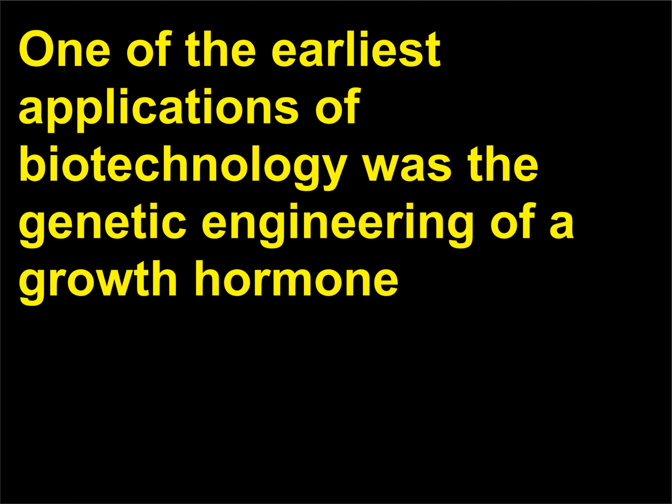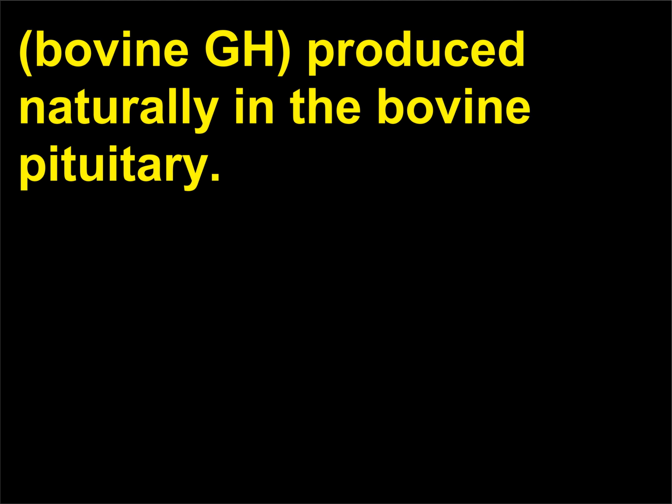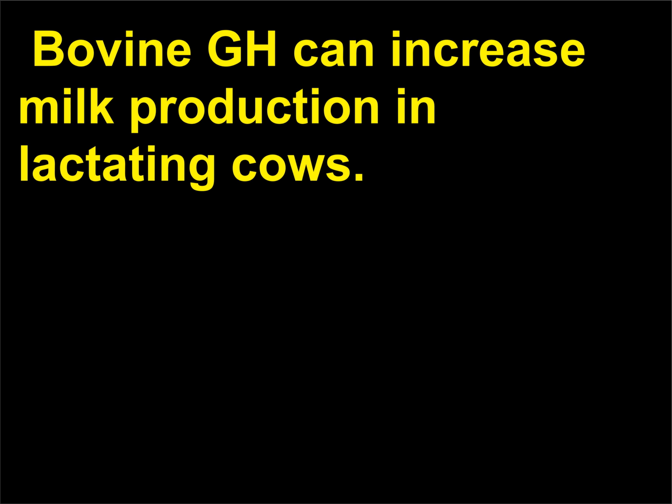One of the earliest applications of biotechnology was the genetic engineering of a growth hormone. Bovine GH, produced naturally in the bovine pituitary, can increase milk production in lactating cows.